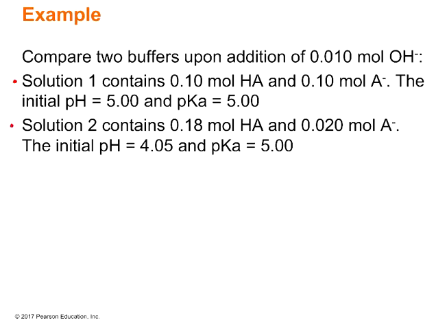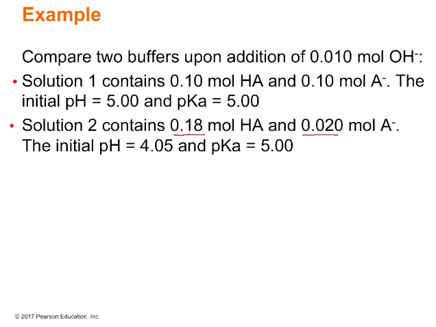And then in solution 2, we don't have equal amounts of acid and base. In fact, we can see the amount of acid is much greater than the amount of conjugate base. So we have 0.18 moles of acid and only 0.02 moles of conjugate base. So the initial pH of this solution would be lower because we have so much acid. So the initial pH is 4.05, and then we're assuming that we're using the same acid, so the pKa is equal to 5.